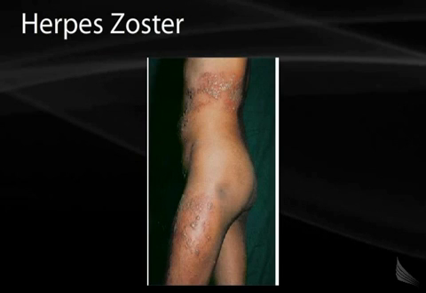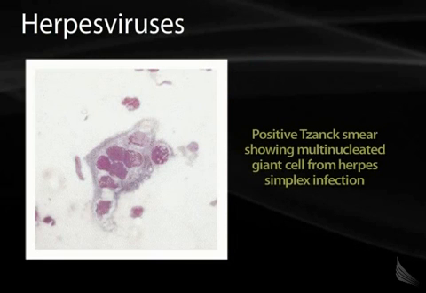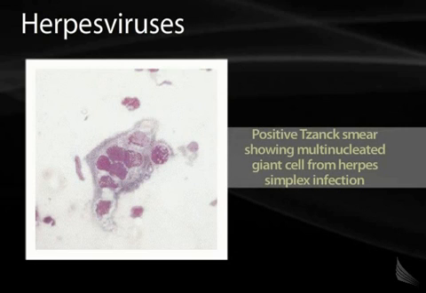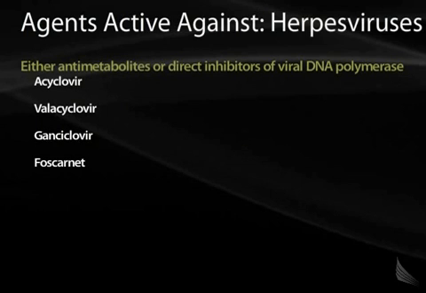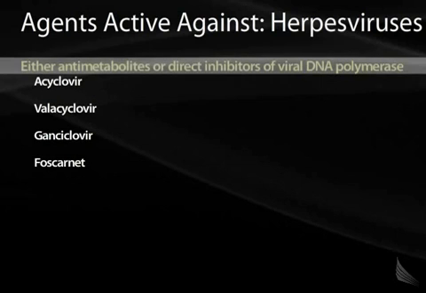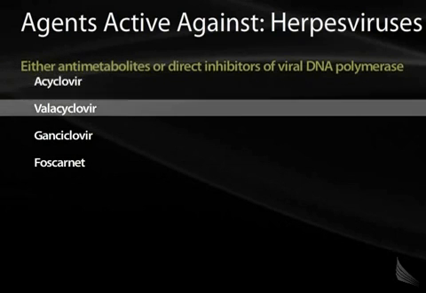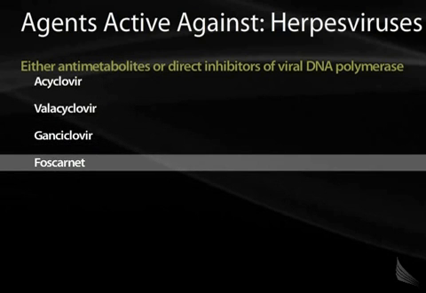This is a patient with classic shingles that has developed reactivation of the zoster virus upon two different dermatomes at the same time. Herpes viruses, as you know, cause a positive Tzanck smear showing a multinucleated giant cell in the infection from a surface scraping. There are certain medications that we can use against herpes viruses. These medications are either antimetabolites or inhibitors of DNA polymerase, and they include acyclovir, valacyclovir, which are basically the same medication. Valacyclovir is considered a prodrug of acyclovir, ganciclovir, and foscarnet.